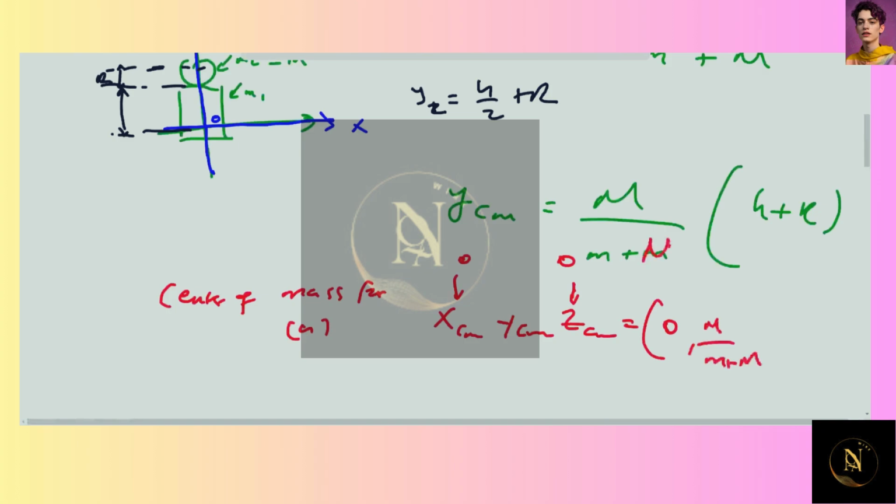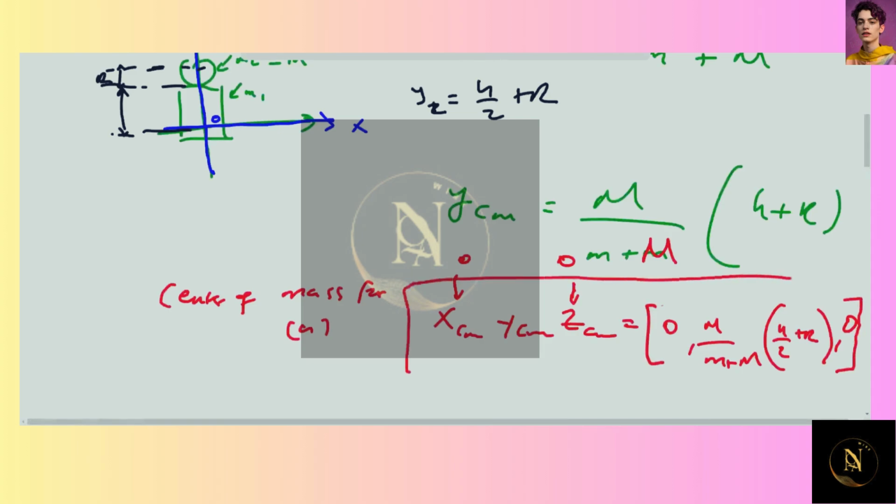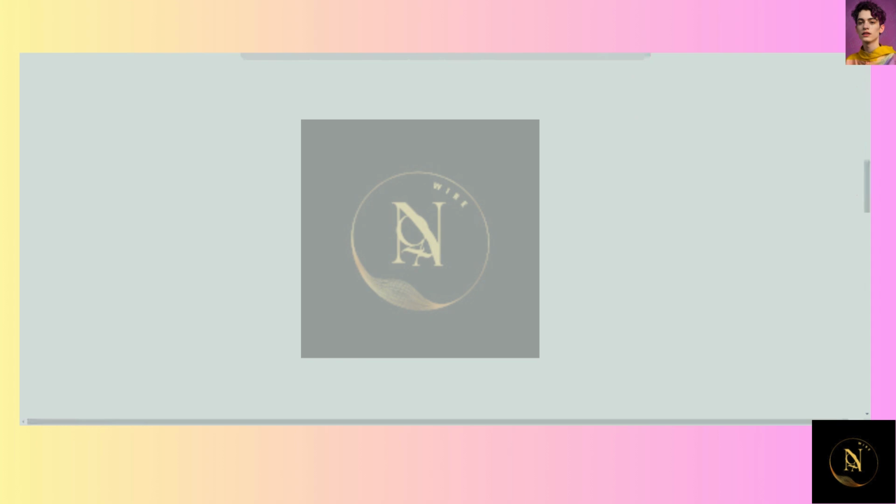This should have been capital M, and then h/2 plus r, comma 0. So we want to have a square bracket here, so we distinguish what's going on in the problem. So then we box it like that. That's for the first object, object A.